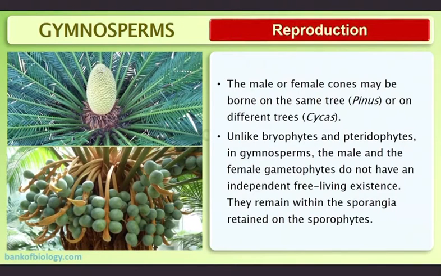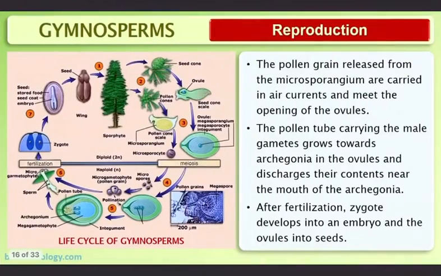The male and female cones may be borne on the same tree like in Pinus, or on different trees like in Cycas. Unlike bryophytes and pteridophytes, in gymnosperms the male and the female gametophytes do not have an independent free living existence. Remember we said prothallus, here nothing like that. They remain within the sporangia, retained on the sporophytes. So they always remain with the sporangium.